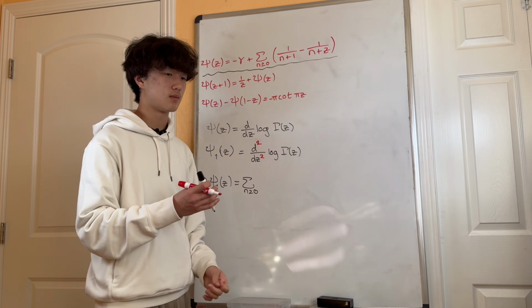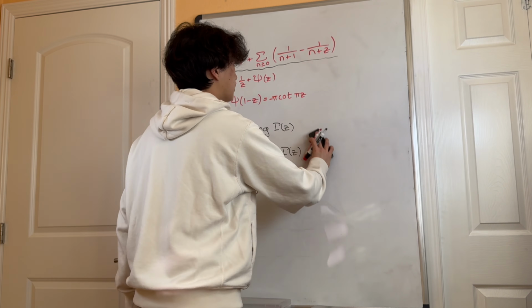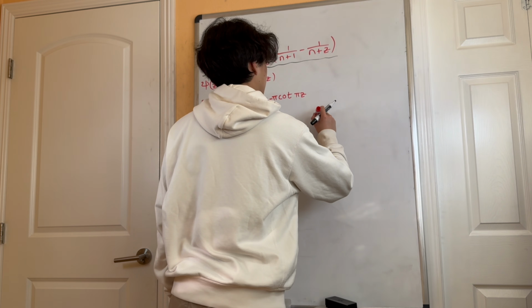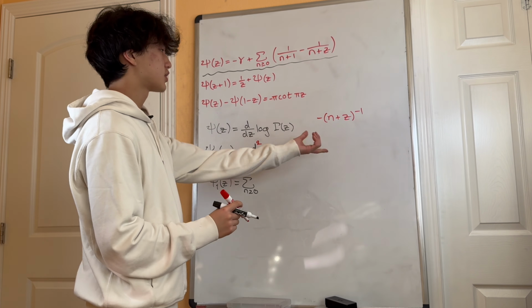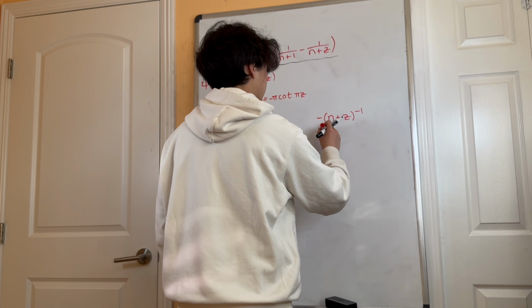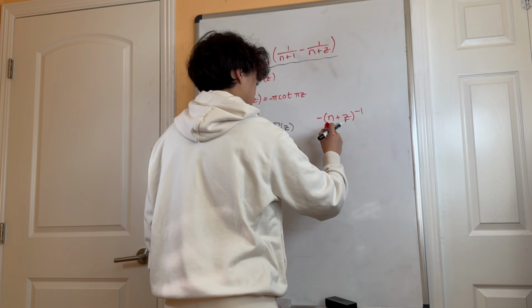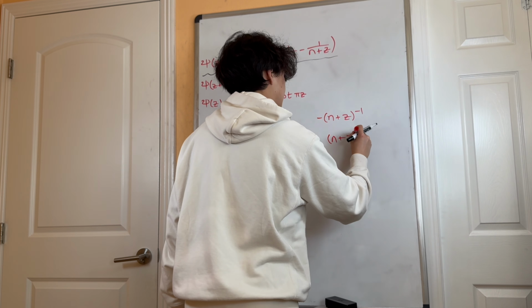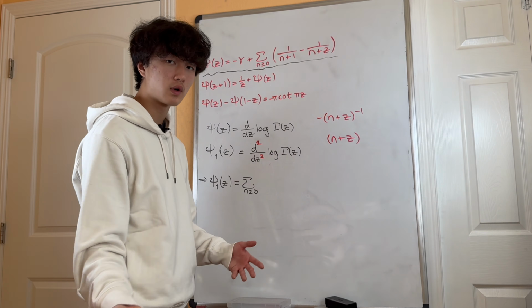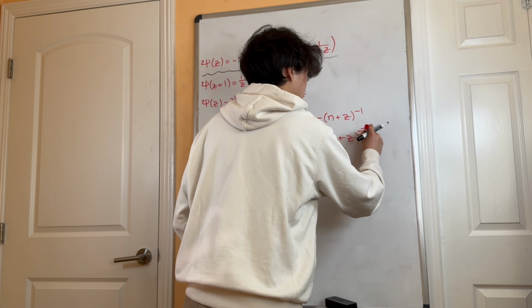We have the second term right here. You can rewrite this guy as just negative n plus z to the negative 1 power. So you can just use the power rule, okay? Drop the power to the front. Negative times negative 1 is just positive 1, so I'm not going to write anything. So we still have the n plus z as the base, and then we subtract 1 from the power, so you get negative 2 now.